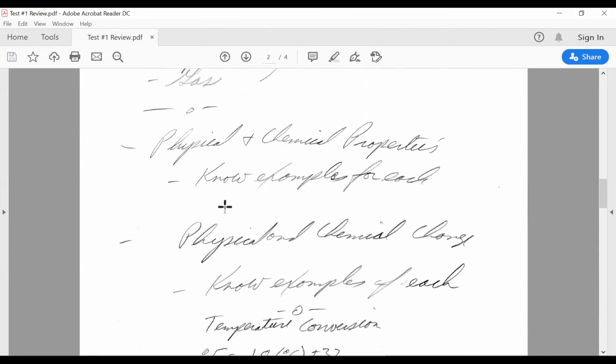A physical change is when you have a change of state of matter. So physical change would be, for example, which I asked on test 1, an ice cube melting, water going from solid to liquid. If you boil water, water going from liquid to gas.